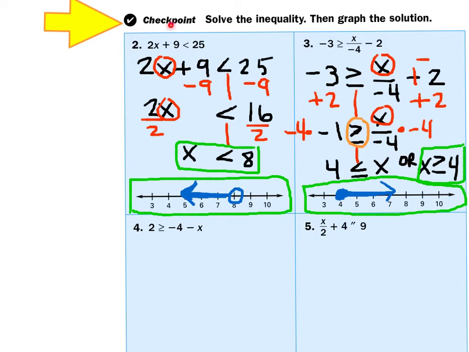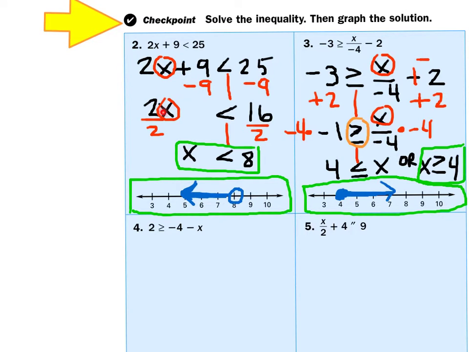Okay, so take a look at the checkpoint. Look at number 2. 2x plus 9 is less than 25. So I wrote the inequality exactly like they gave it to me. I grabbed my red, I circled the variable, I brought my wall down. Look at what's touching the circle, adding 9. That's what I have to destroy. So I'm going to subtract 9 on both sides of the wall.